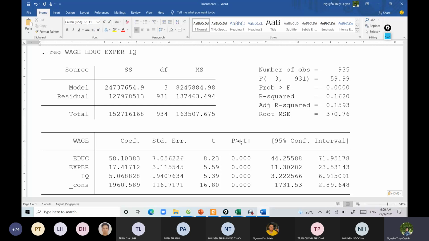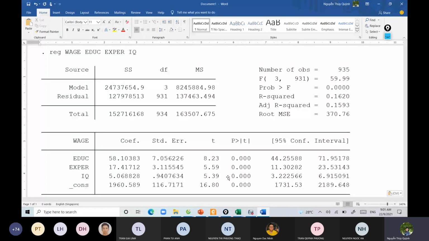So what is this P column? It is the p-value of a two-sided test, the probability that we can see a t-value with an absolute value greater than the absolute value of this observed t. Okay, so this one is the p-value of a two-sided test.